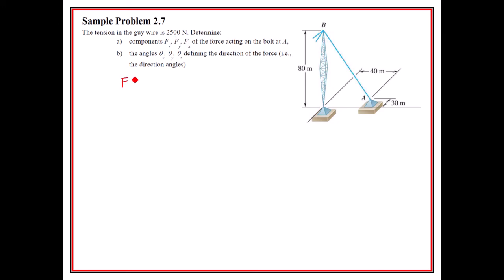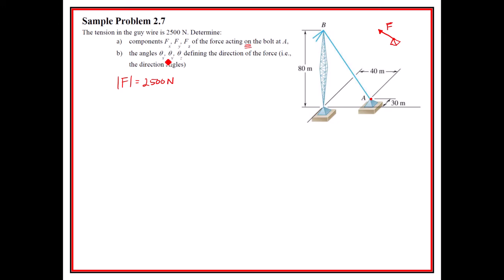So I'm going to write this down. F is 2,500 newtons. And we want to determine the components Fx, Fy, and Fz of the force acting on the bolt at A. So by the way, acting on the bolt right here, right? When we're done with this thing, we want to find a force that's coming up that way, because that's the force acting on the bolt due to the guide wire.